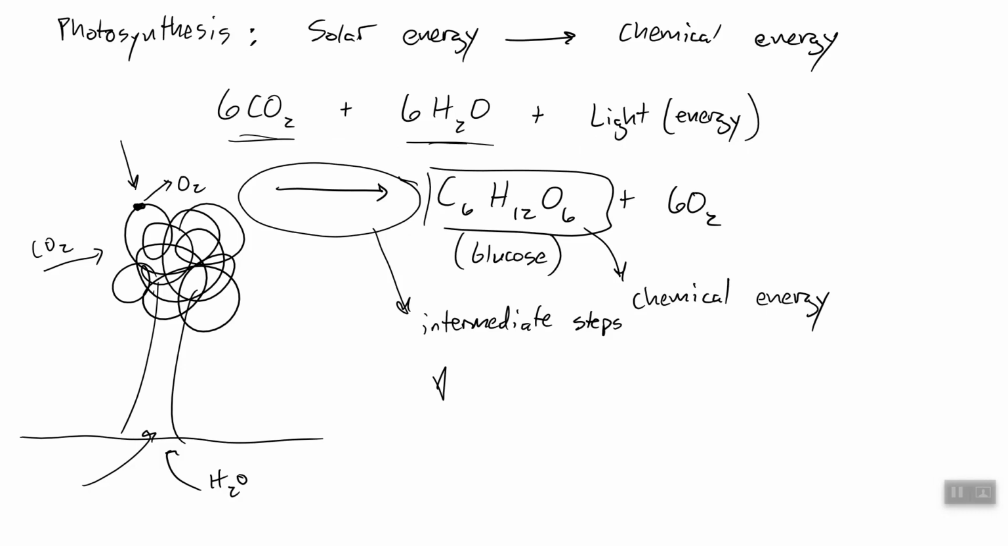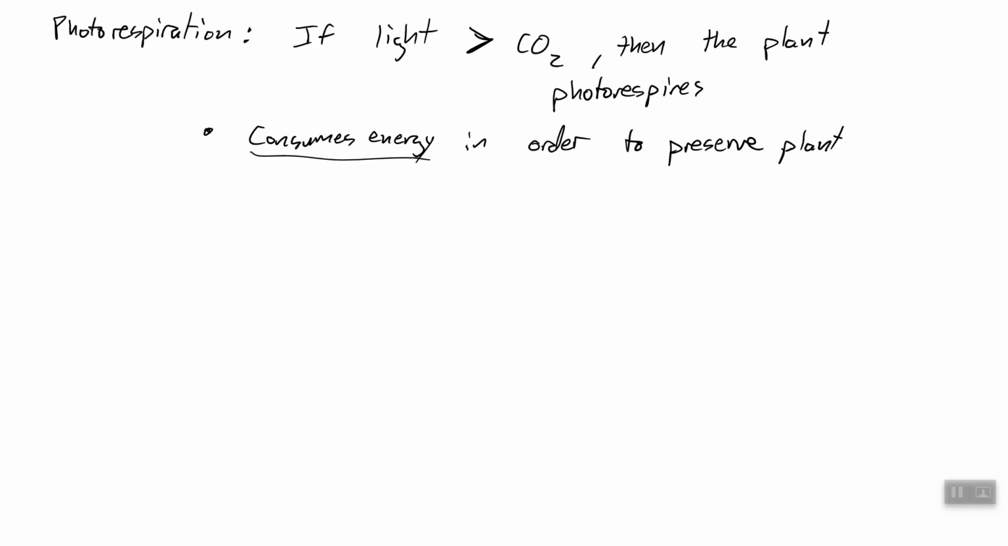And it takes that energy to break apart these bonds, kind of using that energy and preserving the plant. Now, there's only a certain class of plants that use this. We call them C3 plants. They use photorespiration in order to be preserved.